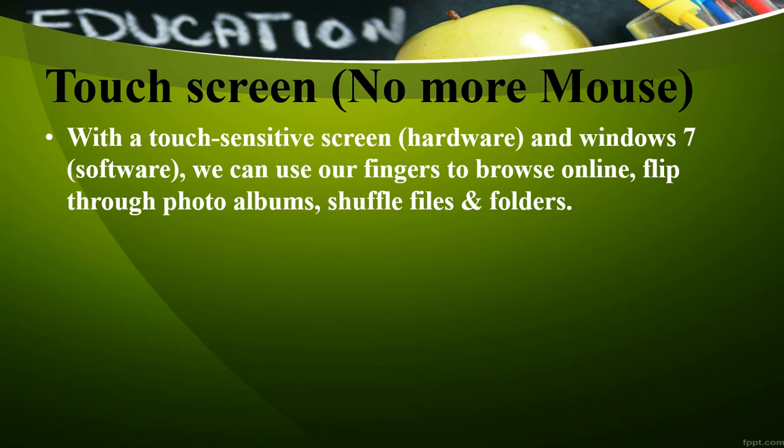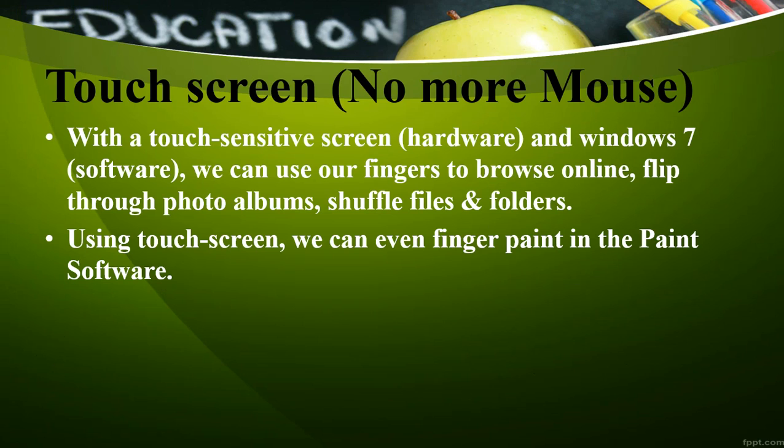With a touch sensitive screen and Windows 7 we can use our fingers to browse online and flip through photos. In your phone also, whenever you open one photo, how do you change the photo? By flipping your finger, right? So the next photo comes, then flip again, and the next photo comes. To open files and folders, double tap on that icon, file or folder and it opens. This way we can use our touch sensitive screen using a finger.